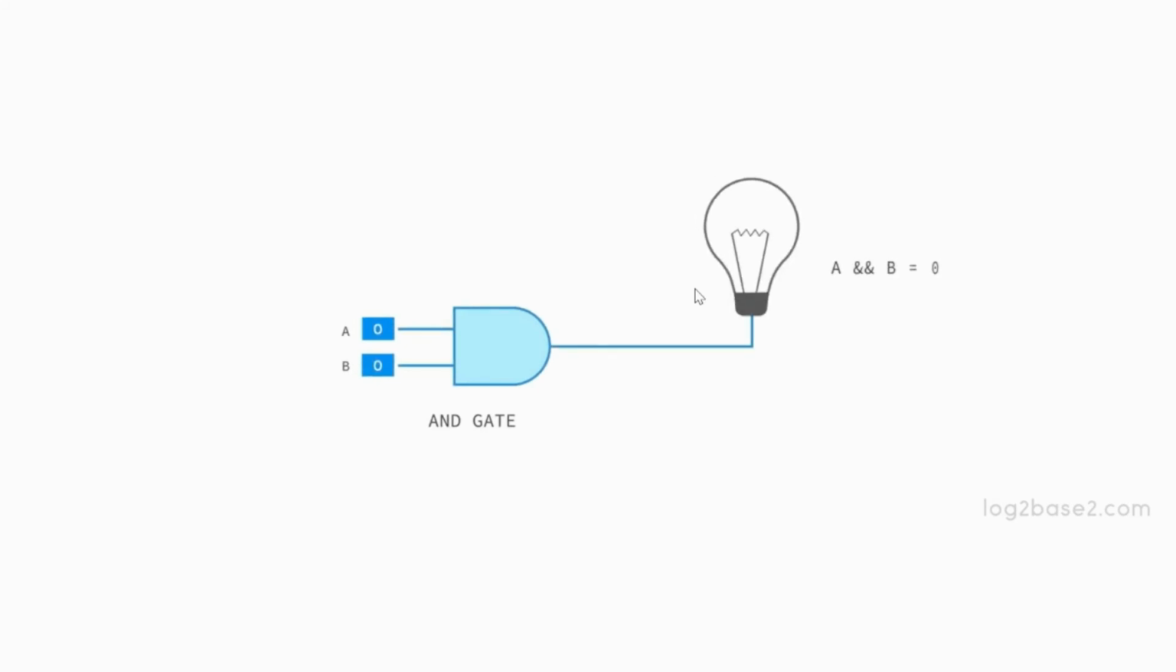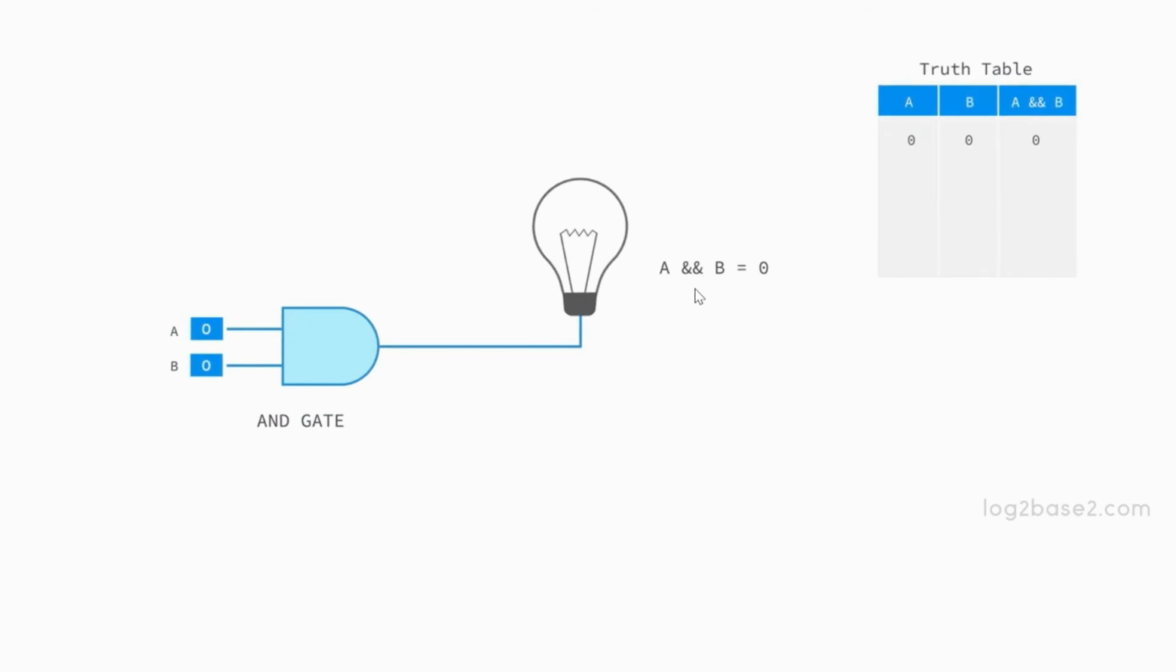Now let us see the logical AND operation. And it has the same function of an AND gate. And if you have two inputs A and B here, and if A equal to 0, B equal to 0, then A and B is also 0. And if you have A equal to 0, B equal to 1, then also A and B equal to 0. So the bulb will not glow.